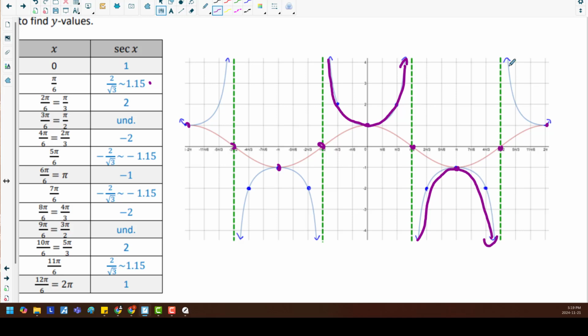And there you go. So that's the graph. We're going to move on.